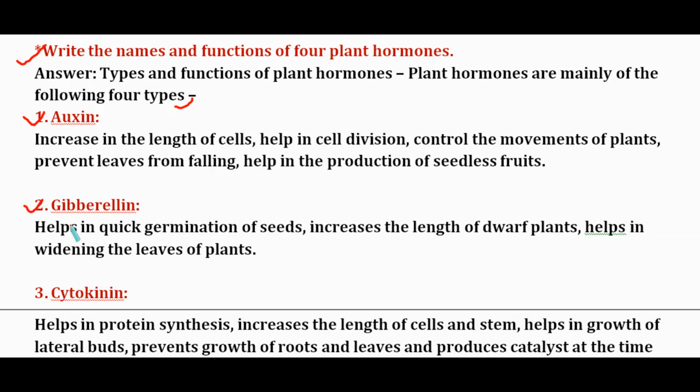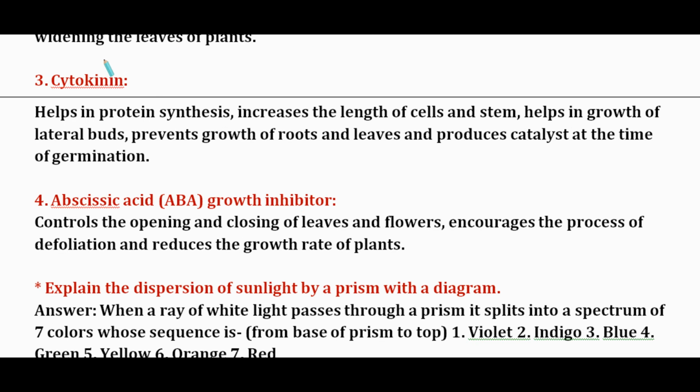Next hormone is gibberellin: helps in quick germination of seeds, increases the length of dwarf plants, helps in widening the leaves of plants. Next hormone is cytokinin: helps in protein synthesis, increases the length of cells and stem, helps in growth of lateral buds, prevents growth of roots and leaves and produces catalysts at the time of germination. Next is abscisic acid, ABA: growth inhibitor, controls the opening and the closing of leaves and flowers, encourages the process of defoliation and reduces the growth rate of plants.